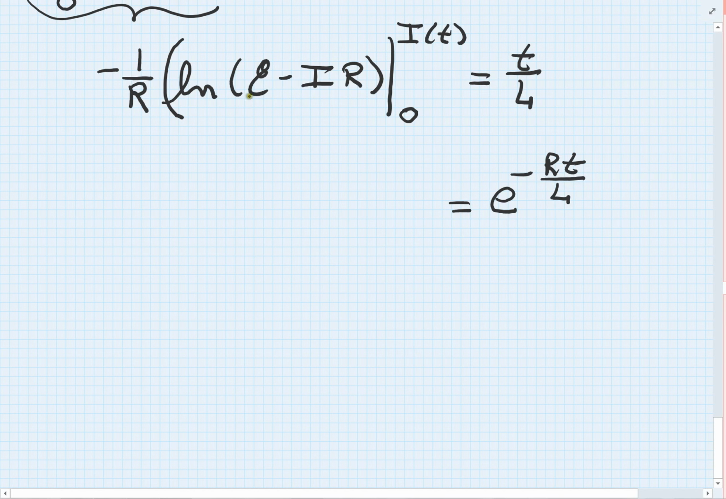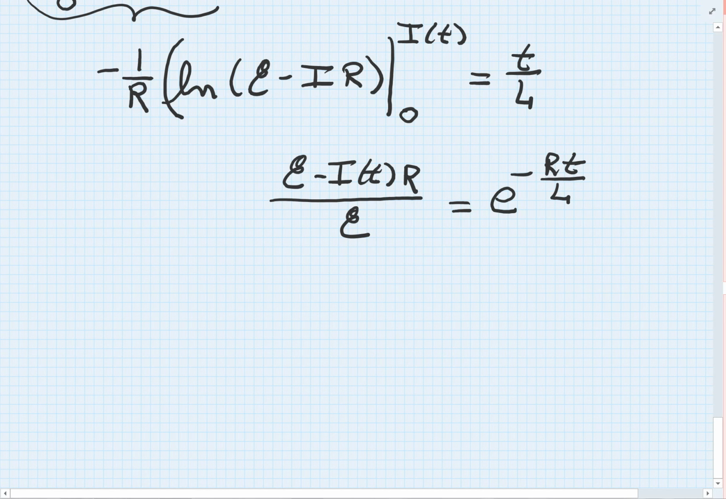And of course, the difference of those two logarithms will be the logarithm of the ratio, but I've exponentiated everything, so I get just the ratio. The first part of the ratio is when I substitute in I, so I have e to the minus I of t times R. And then when I substitute in 0 to get the bottom part of the ratio, that would just be e.